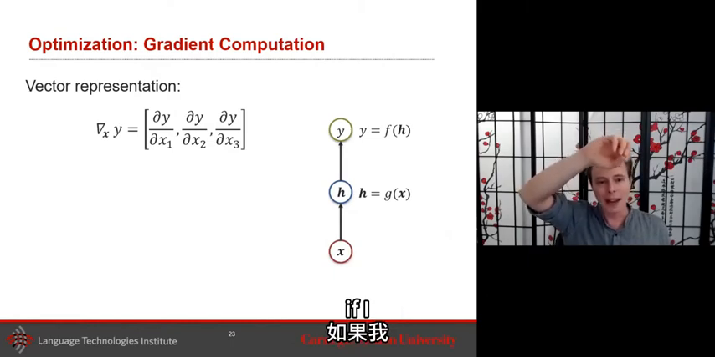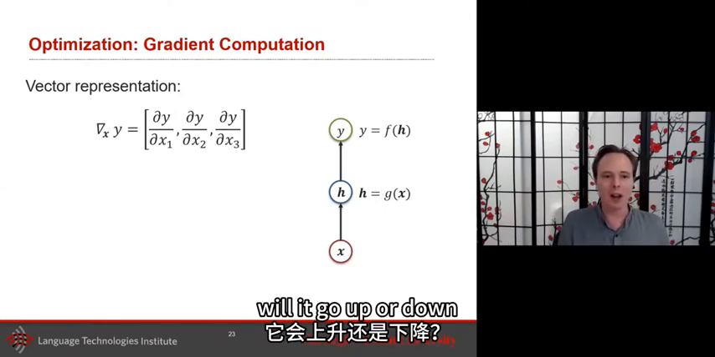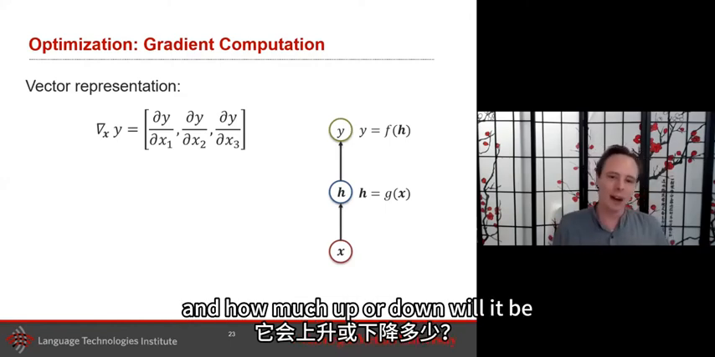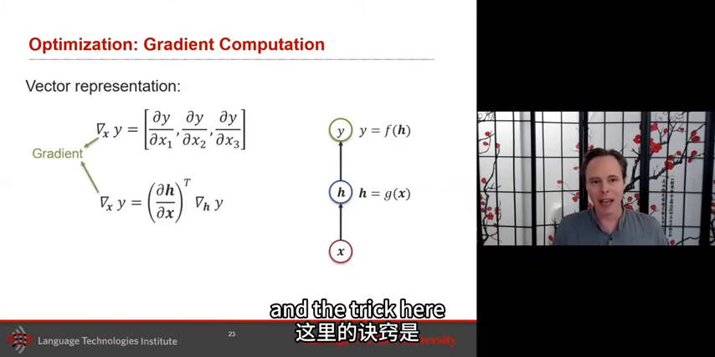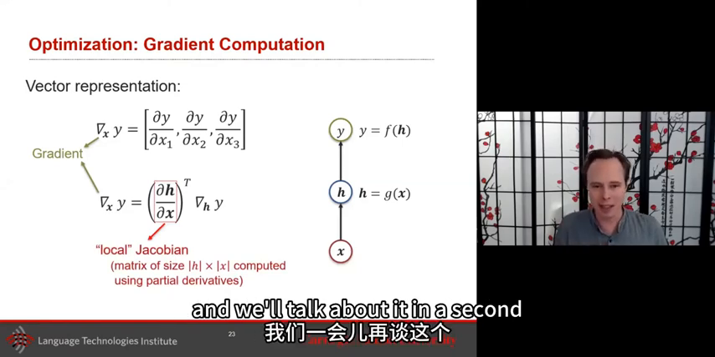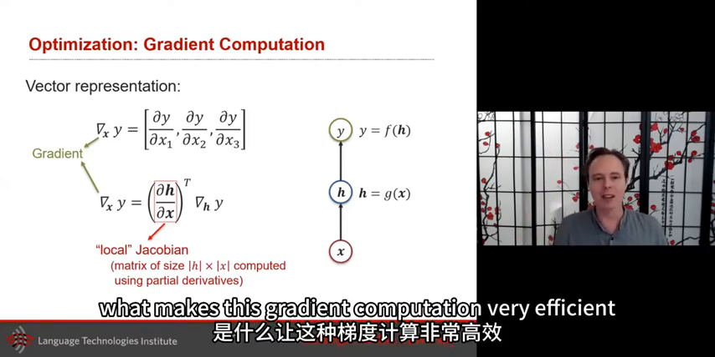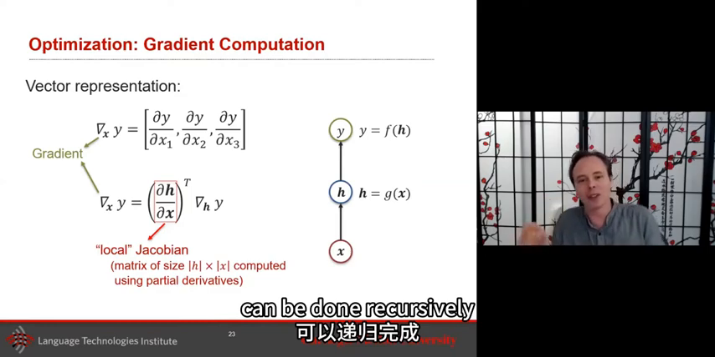If I was to make a little change in the direction of x1, will it go up or down? And how much up or down will it be? And so that's the gradient. The trick here is what makes it efficient, and we'll talk about it in a second. What makes this gradient computation very efficient is that it can be done recursively.